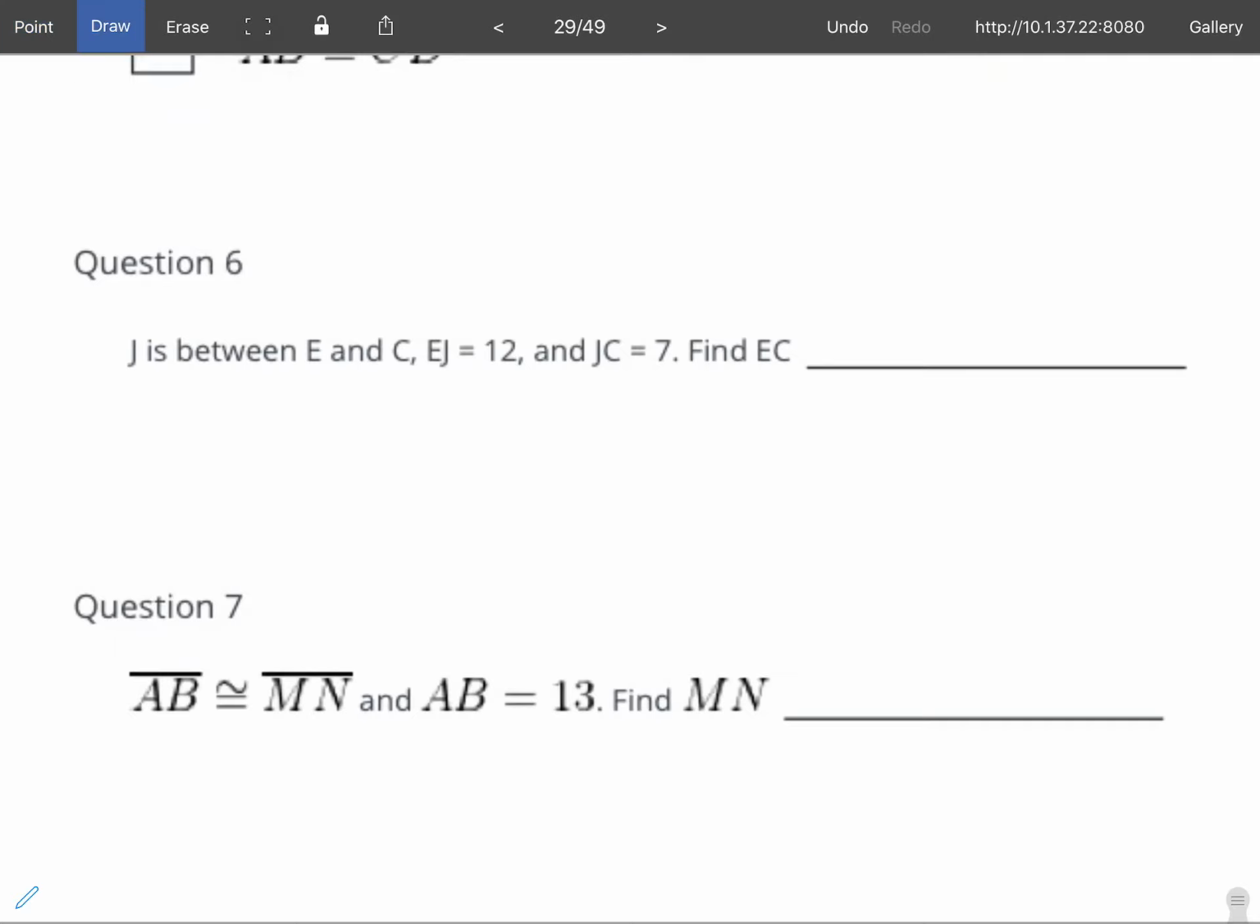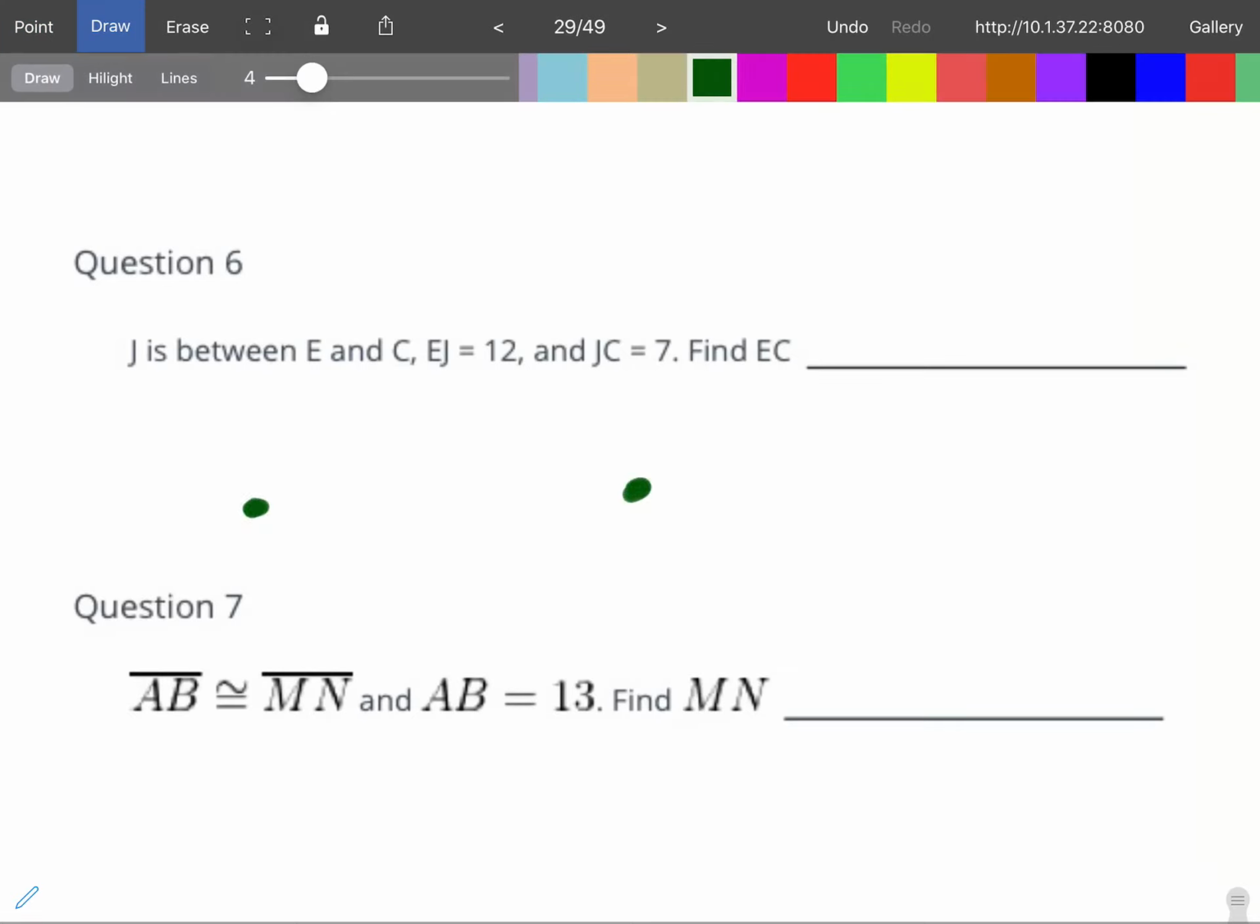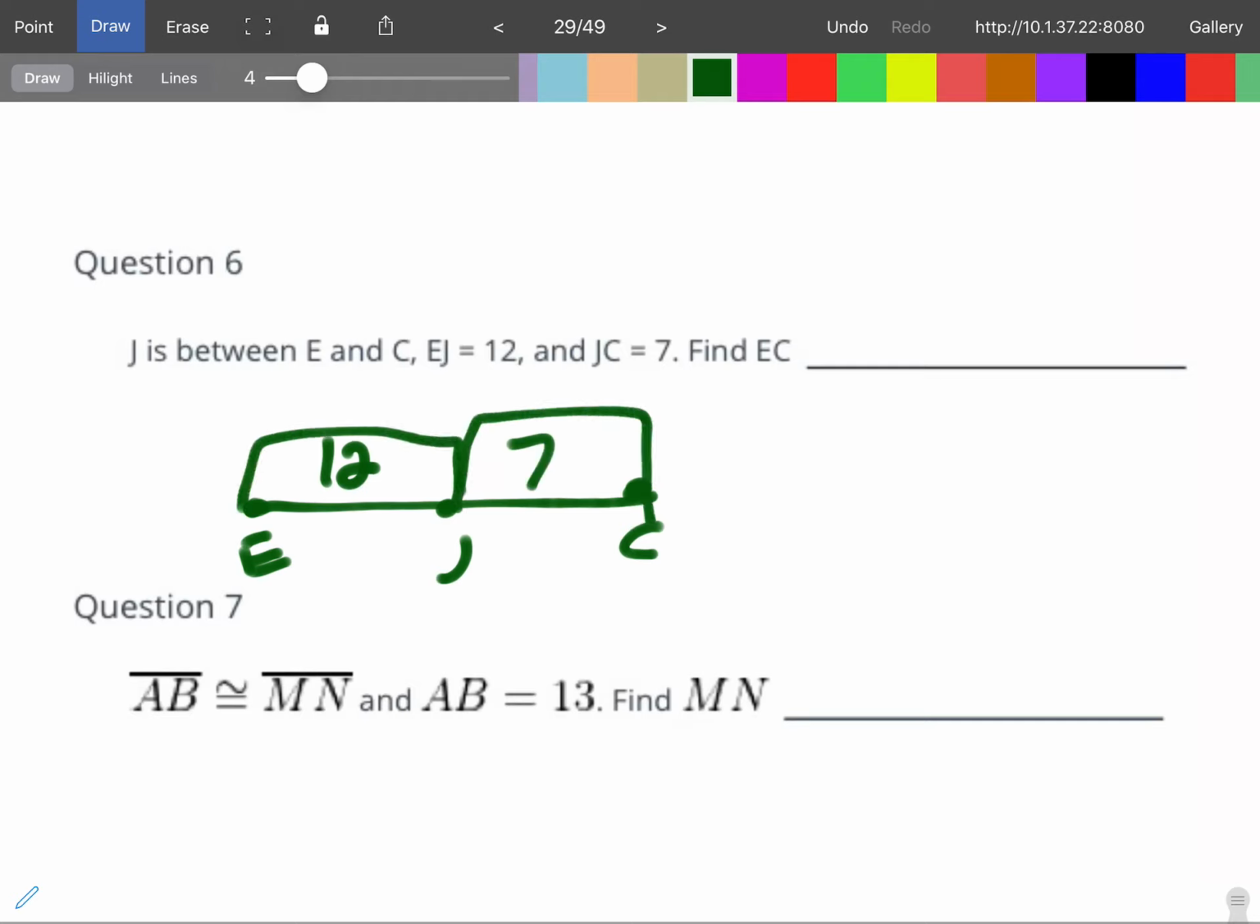Some of these diagrams that you have to draw, if J is between E and C, you might draw a line segment, start with E and C, and put J somewhere in the middle. You label the parts you know, and this is that segment addition postulate. 12 plus 7 equals the larger thing, which is just 19. So there's a couple different formulas there, depending on whether we're looking at just 2 segments or 2 segments that have a midpoint in the middle. With a midpoint, the 2 sides are equal. Here they are not. And there's a little bit of algebra involved, but that's about it for this section.